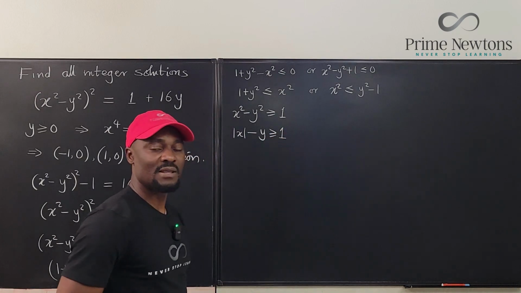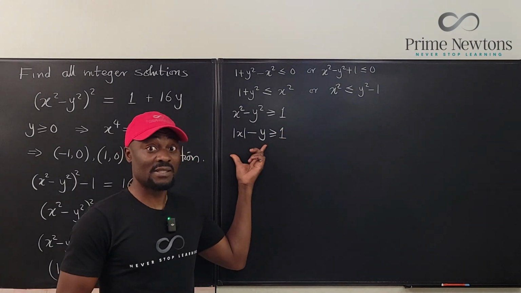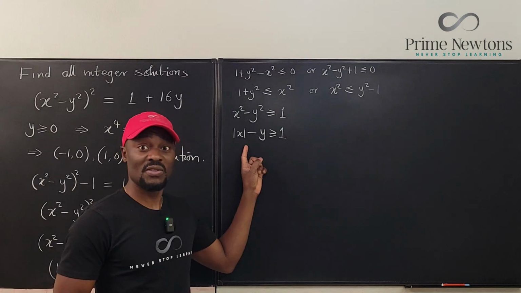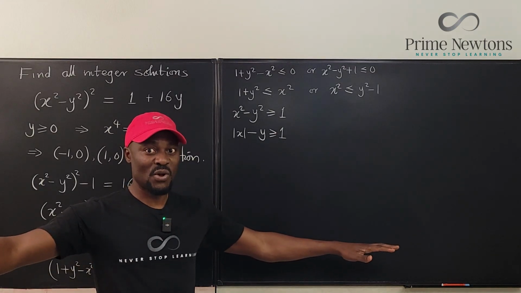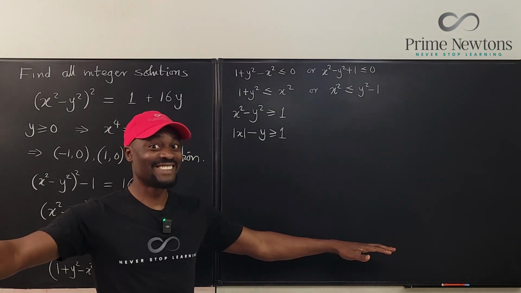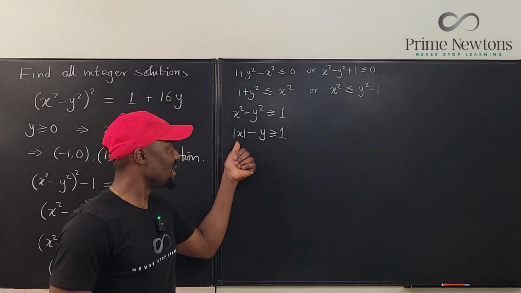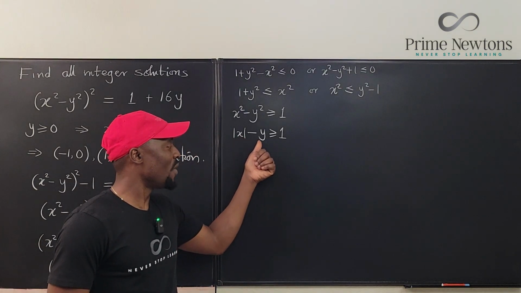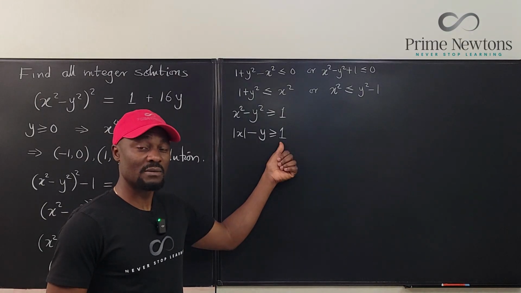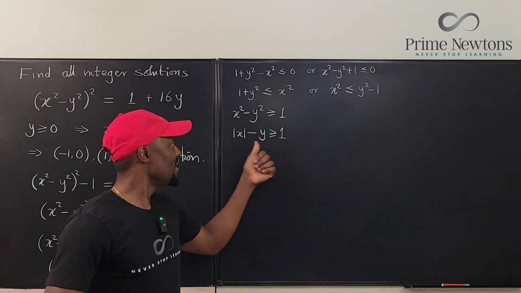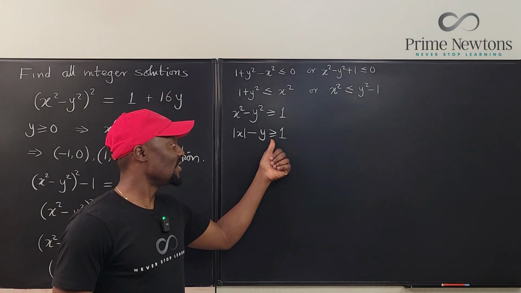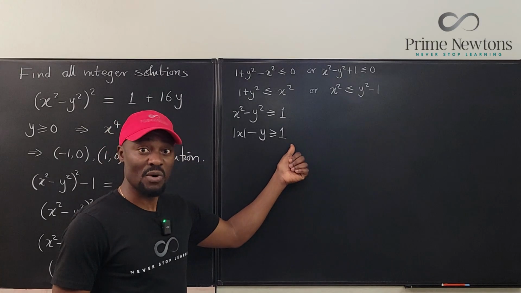You have to see this, because this was what I did not see. And as soon as I saw this, the problem was solved. Okay, so as you can see, the absolute value of x minus y is greater than or equal to 1, which means that the absolute value of x is greater than or equal to y plus 1.